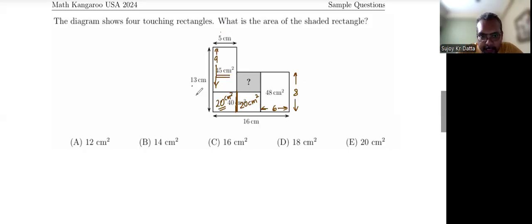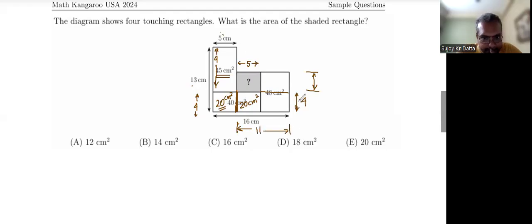Now, since this was 9 and this was 4 and this is 20, that means this now becomes 5. So this is 5 square centimeters. We have got that. Now we still have to figure out what this height is. So what we do here is we extend this. So this is 4 and this is 5. So that means this is 11.